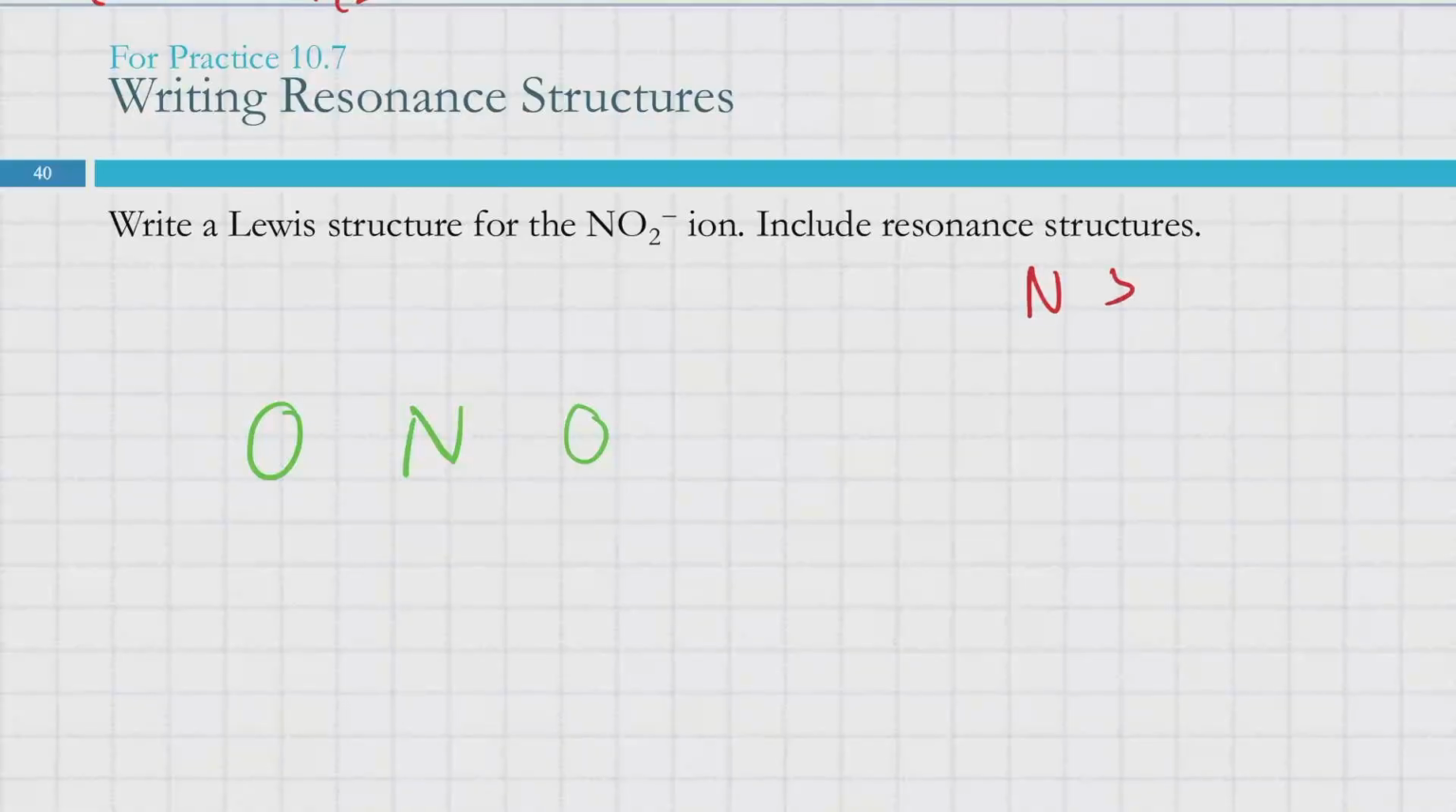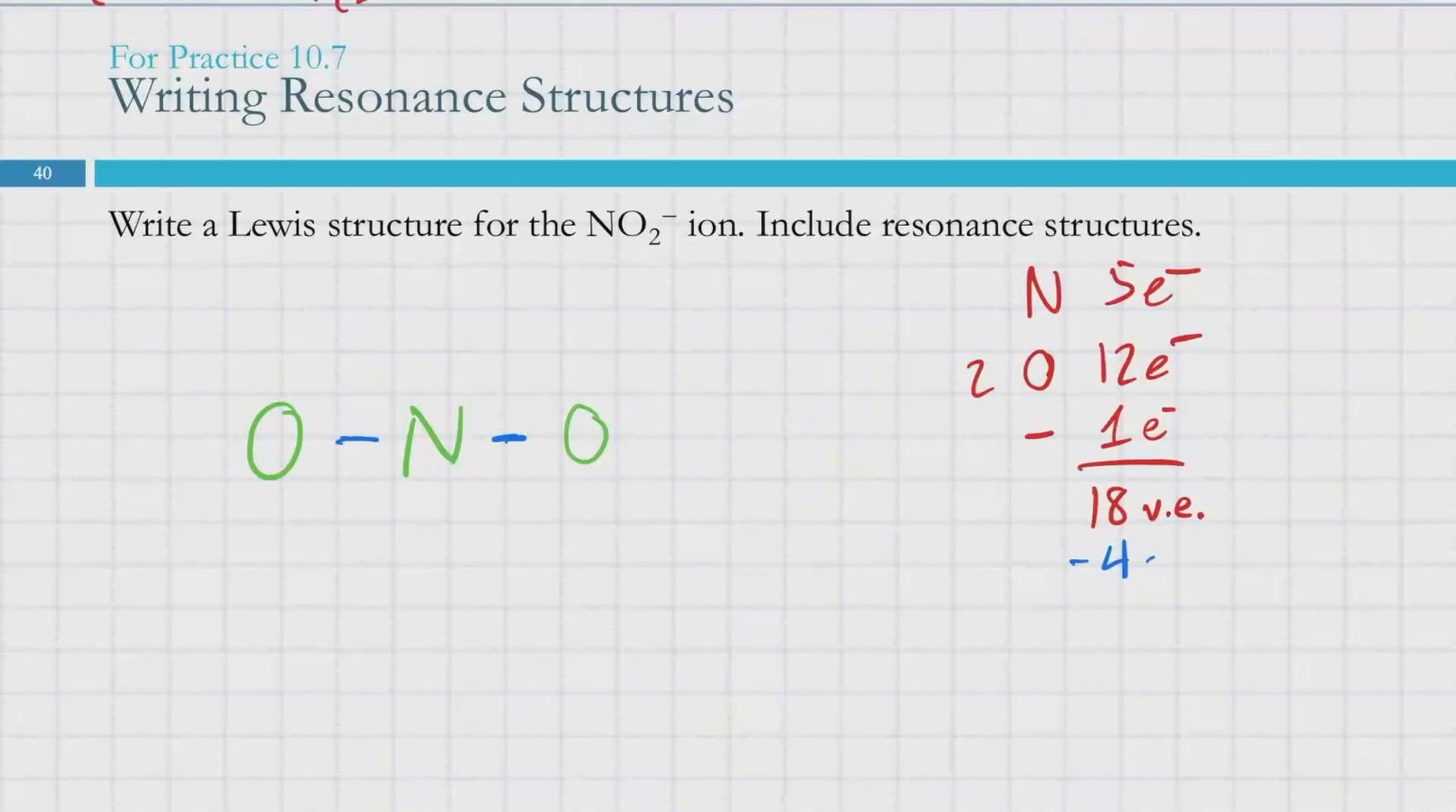And then we have to count up our valence electrons. We've got nitrogen that gives us 5. We've got 2 oxygens that give us a total of 12. We've got a negative charge that also gives us 1 electron, and so we get a total of 18 valence electrons. We have to place some down to get everything bonded together, 4 electrons going into 2 bonds, and that leaves us with 14 remaining electrons.